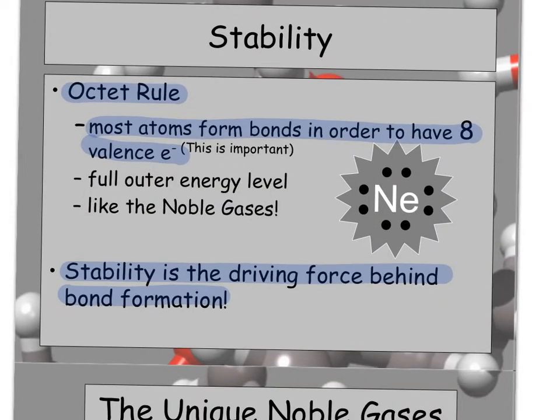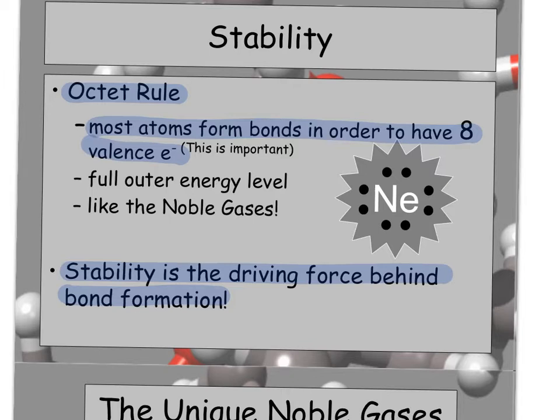The rule that we introduced last time is the octet rule. You're going to have to know this. I don't know another way around it. Most atoms form bonds in order to have 8 electrons in the outer shell, just like neon here. 8 electrons is the goal. That's the whole point. We want to get to 8 electrons in the outer shell.